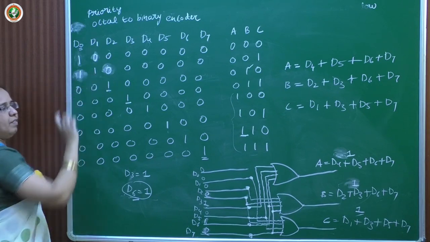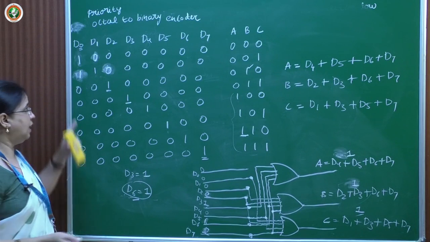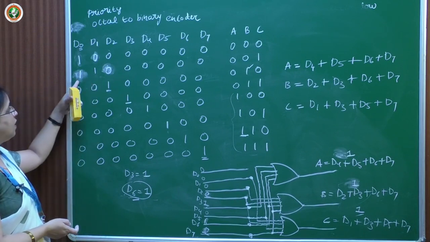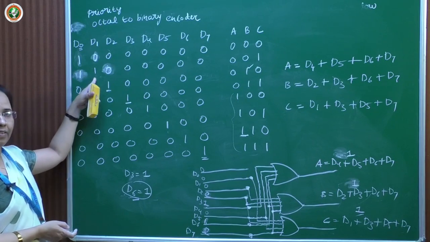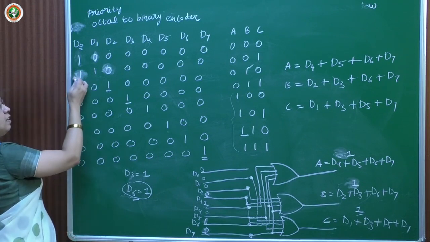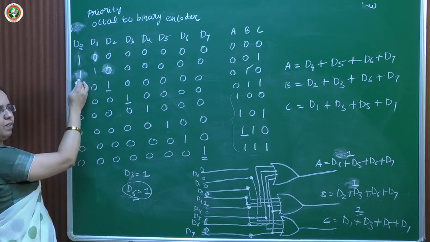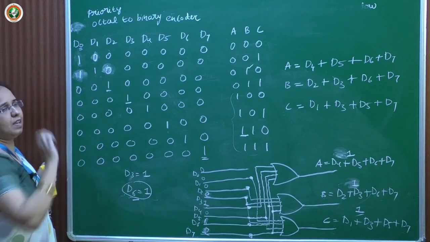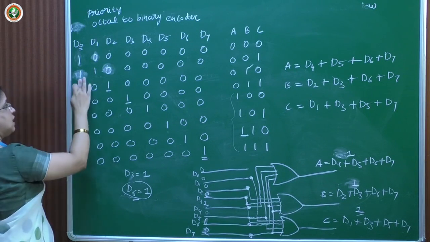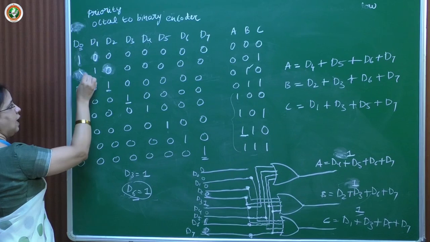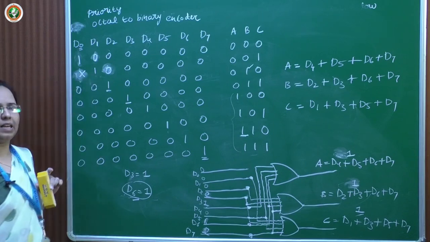Among D0 and D1, which has been given higher priority? D1 has been given higher priority. Okay, so that means we deal with this don't care condition.